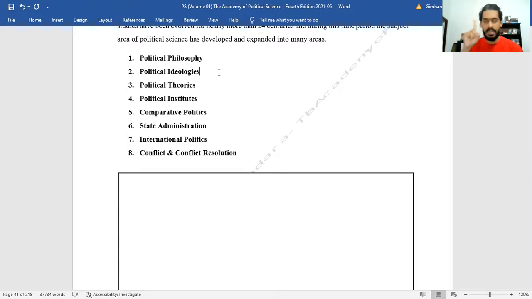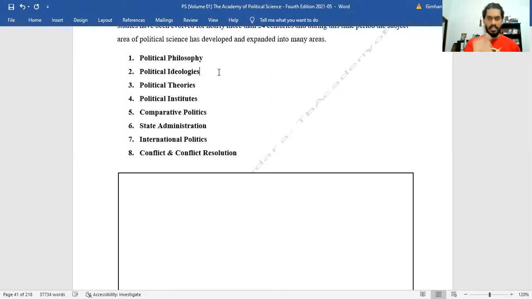Political philosophy got people thinking, and when people are thinking, they come up with ideas which eventually create political ideologies, right? Based on political ideologies, political scientists develop political theories, and based on political theories and that guidance, people develop political institutions, and people have been studying these political institutions in a comparative approach, that is comparative politics, right?